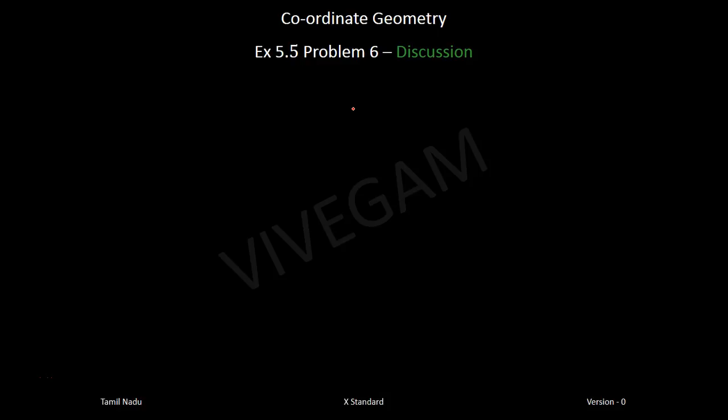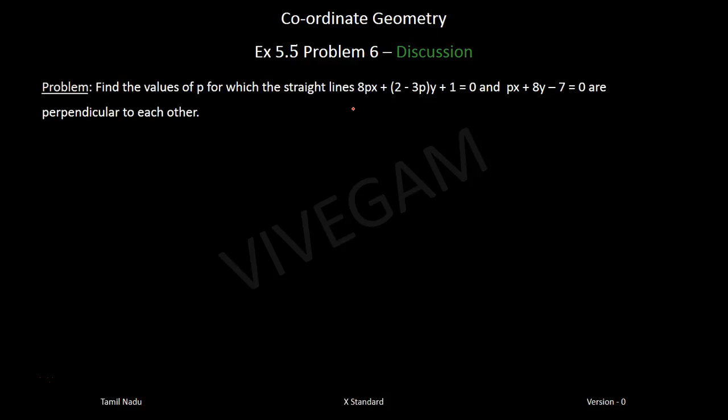Exercise 5.5 Problem 6 Discussion. Find the values of p for which the straight lines 8px plus (2 minus 3p)y plus 1 equal to 0 and px plus 8y minus 7 equal to 0 are perpendicular to each other.